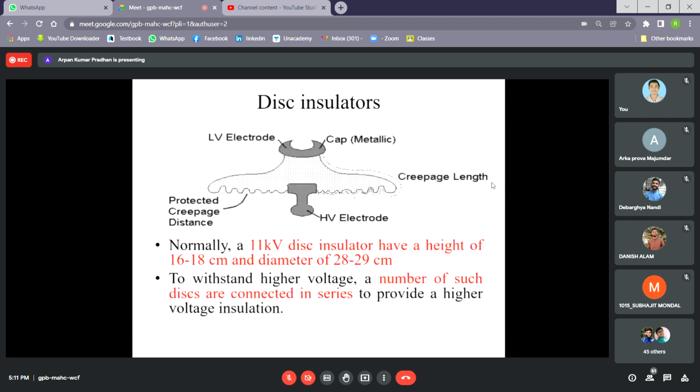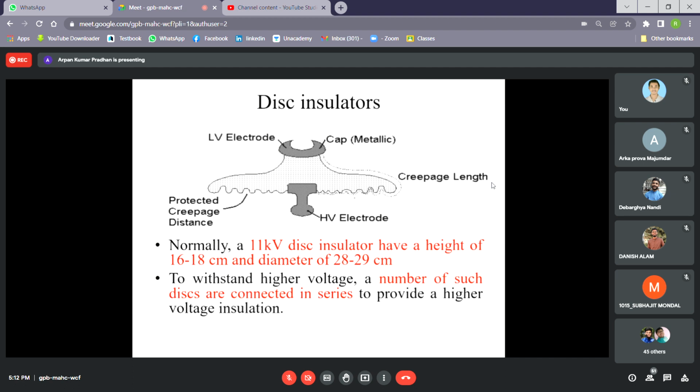Now coming to the disc insulator. As I already mentioned, the structure of the disc insulator is a little bit different. Unlike the pin insulator, the upper portion of the disc insulator is connected to the cross arm of the tower. This is the LV electrode, connected to the cross arm, whereas you can see the HV electrode through which the transmission line actually passes. And you can see this is the creepage distance.